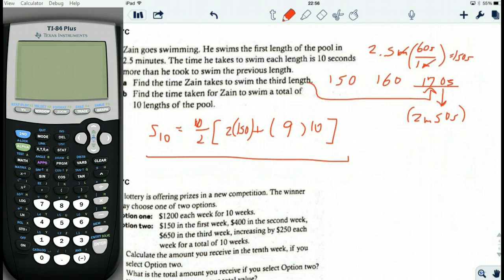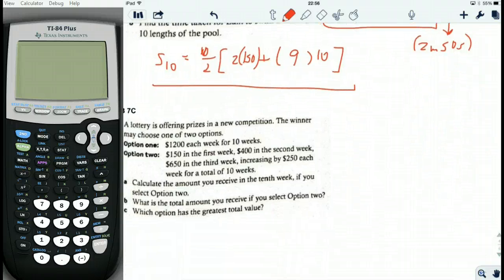So you can just multiply this out with your calculator, and that is the answer. You might need to convert it to minutes if you want to. Otherwise, you could just leave it as seconds. This answer is going to be in seconds.